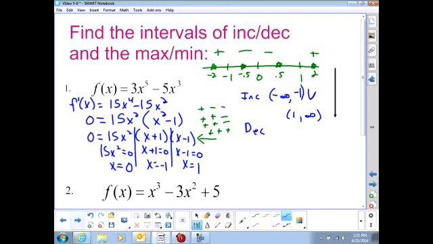We are decreasing from negative 1 to 0, and then again from 0 to positive 1. We can't include the 0 because at 0 we have a horizontal tangent line there. We are neither increasing nor decreasing.